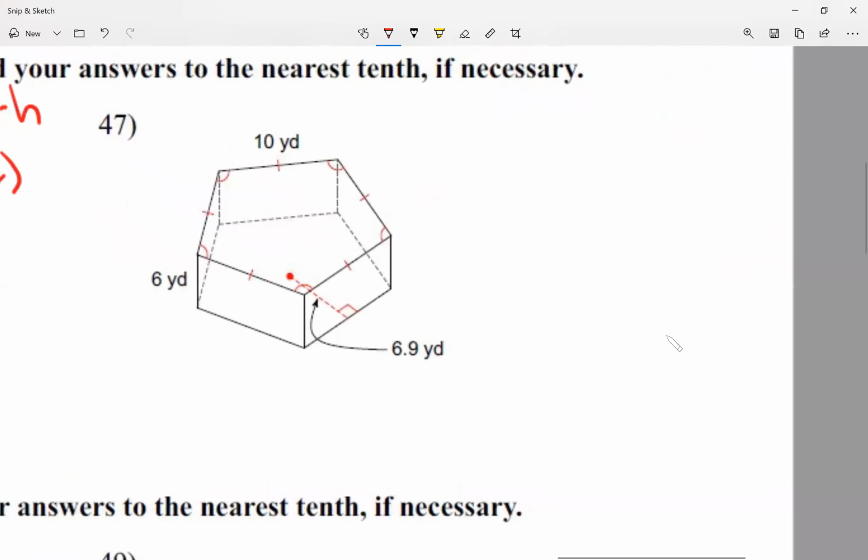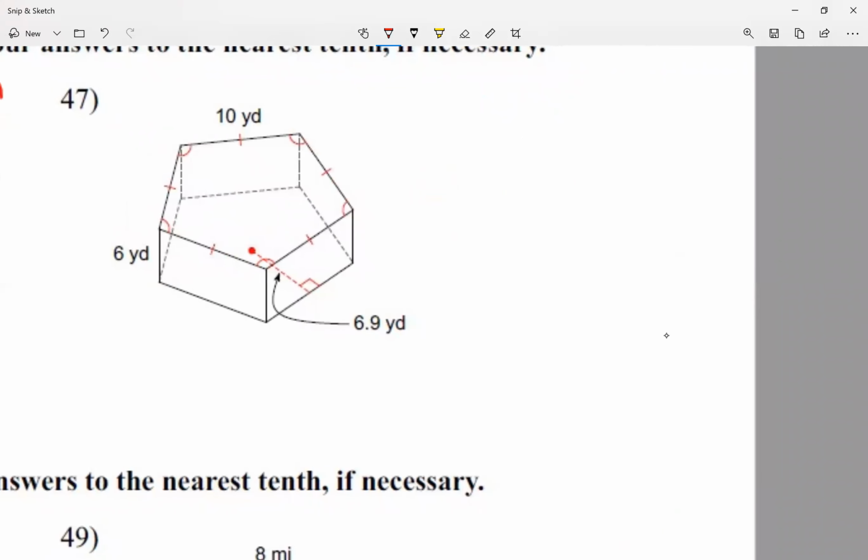Looking at number 47, I see a shape that is not a rectangle. So I know that's the base. I'm looking for shapes that are not rectangles. If I cannot find them, I guess the base is also a rectangle. But here I was able to find it. It's a pentagon, right? It has 5 sides.